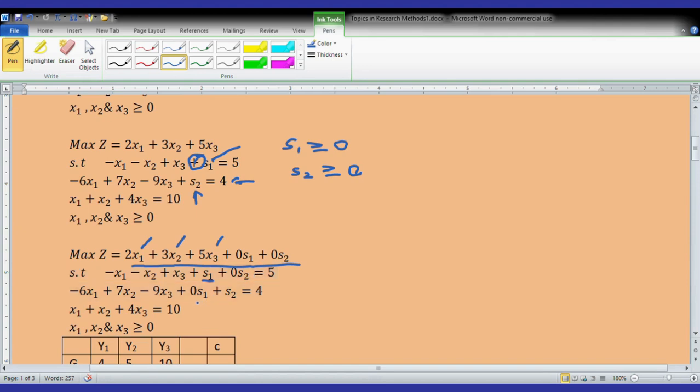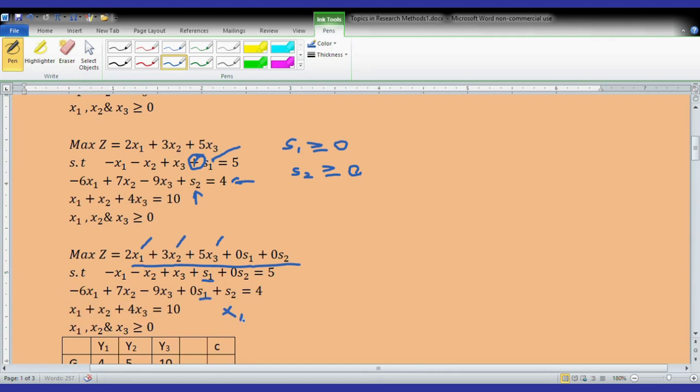Similarly here, because we are in the second constraint, I have put 0 as a coefficient of S1 as if it is not existing. And because H2 is slack relative to the second equation, we therefore have 1 as a coefficient of H2 in this equation. Now as far as this equation is concerned, this must also be written in the same format.